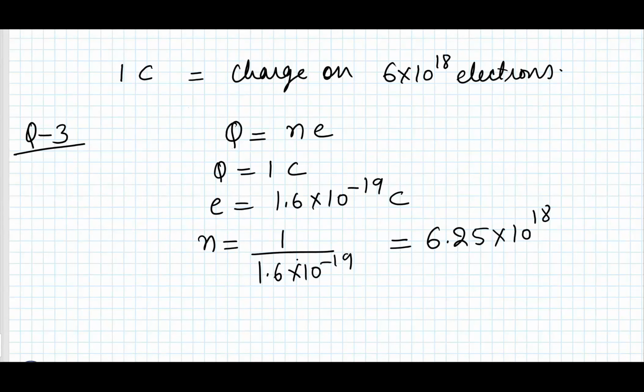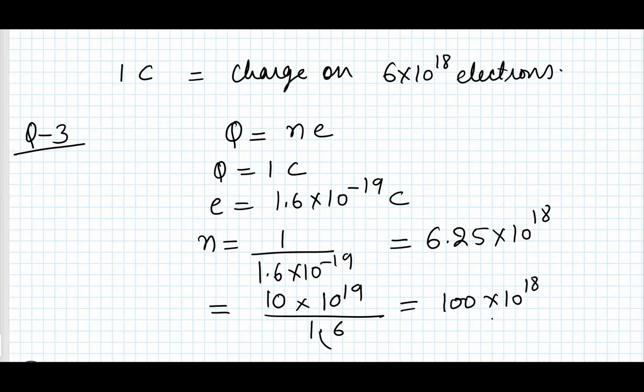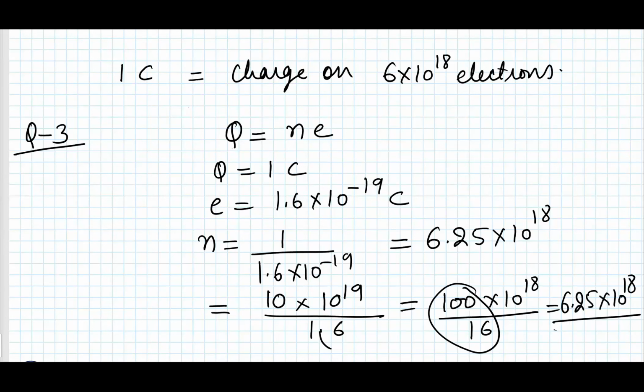How will we calculate this? 10 to the power minus 19 will come in numerator upon 1.6. When you remove this, it will be 10. Now you have to solve this. So when I take 10 from 10 to the power 19, it will become 100 into 10 to the power 18 upon 16. When you solve this, you will get 6.25 into 10 to the power 18. So 6.25 into 10 to the power 18 electrons will be there in 1 coulomb charge.